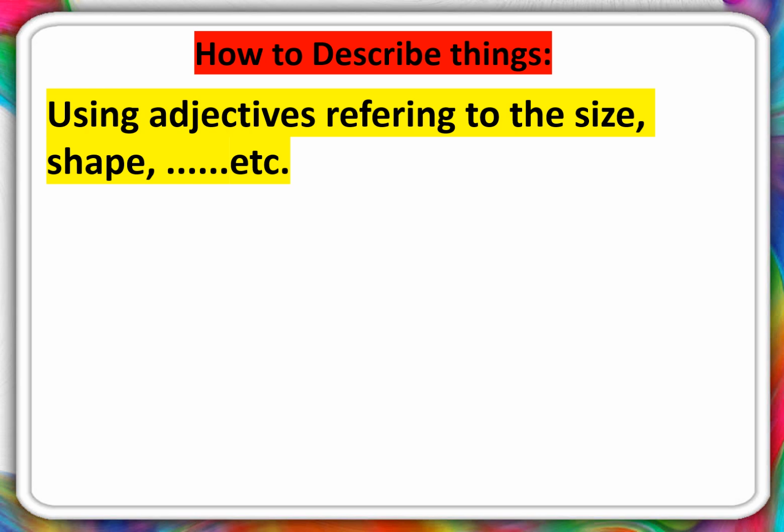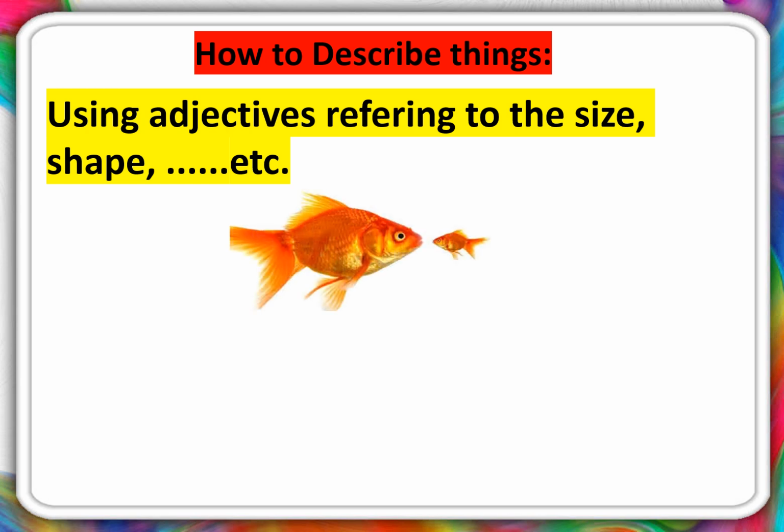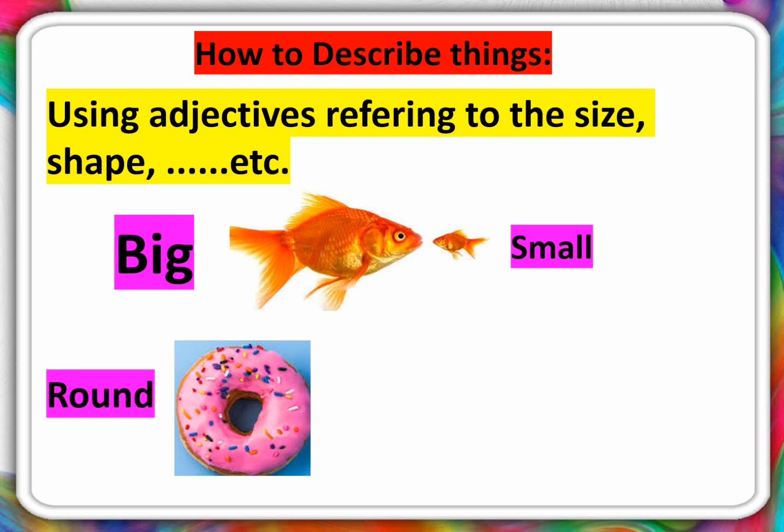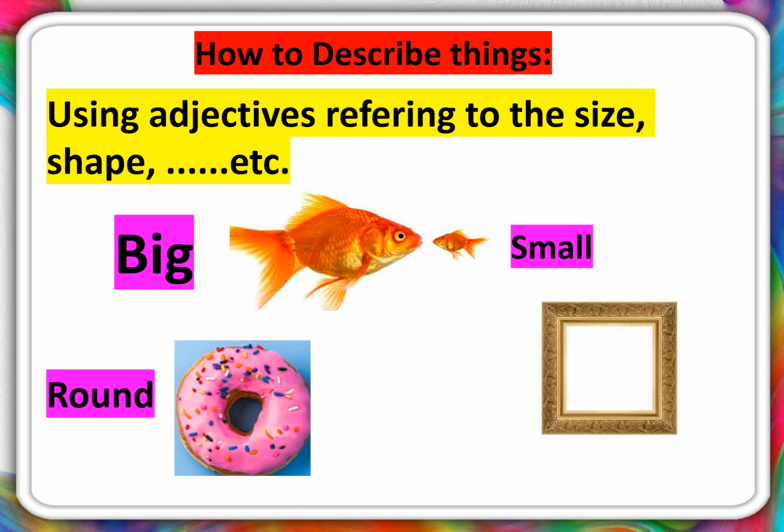We usually describe things by using adjectives referring to size, shape, color, etc. Let's take this example. The fish on the left can be described with the word big. If we compare that to the one on the right, the one on the right is small. What about this piece of donuts? What about its shape? Good, it is round. Excellent.